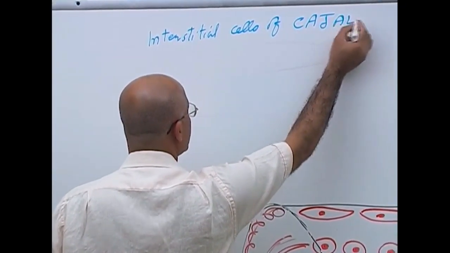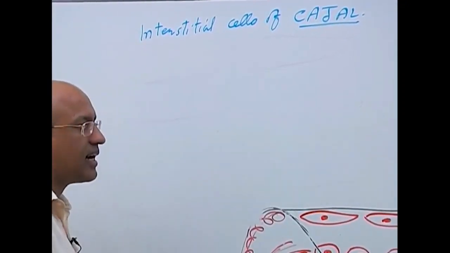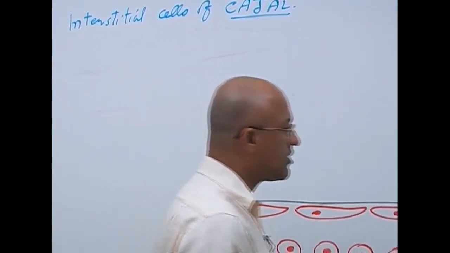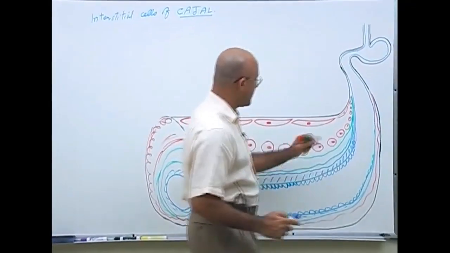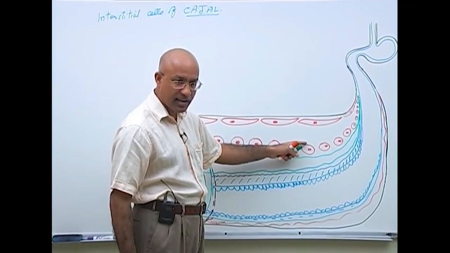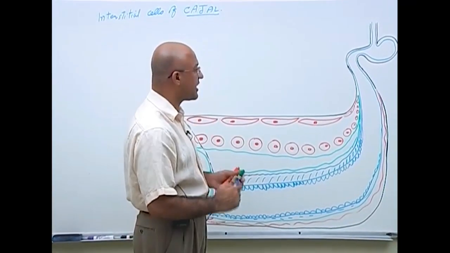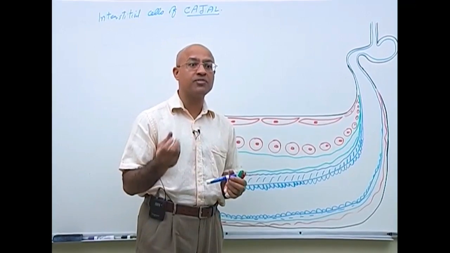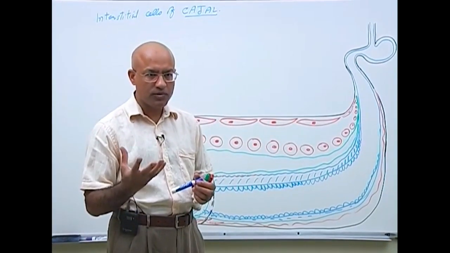Now these interstitial cells of Kajal are present especially between the longitudinal and circular layers, right? And these special cells can produce pacemaker activity. They can produce what?